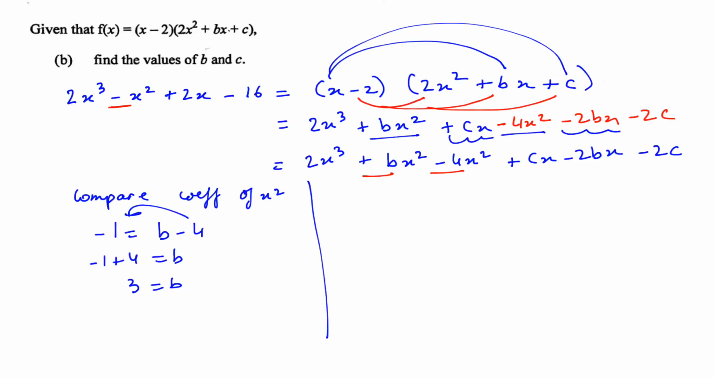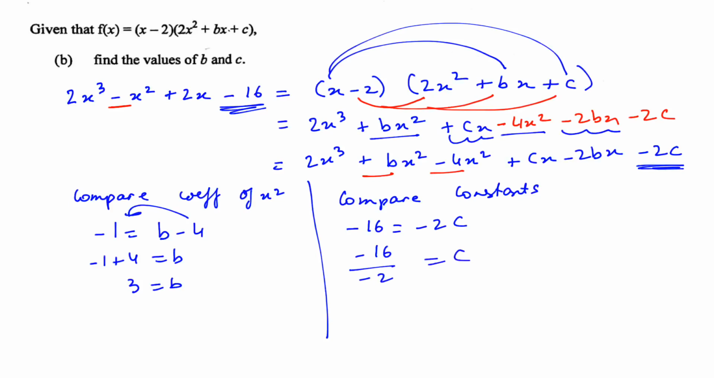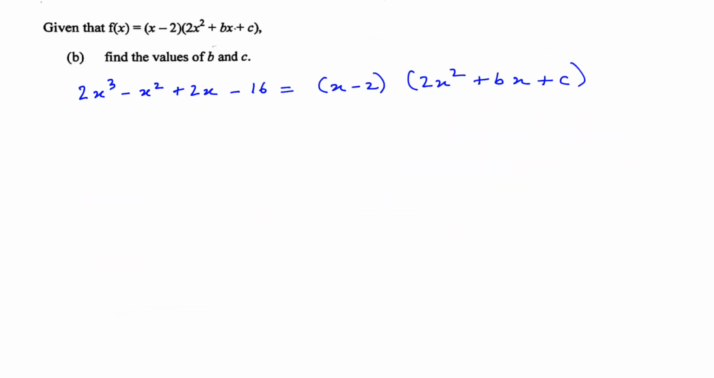Now you can see from here that your c is alone. It does not have any x. So we can compare constants. Constants are those numbers that are without x. And on the left side, we have negative 16 is equal to negative 2c. Negative 16 divided by negative 2 will give us 8 is equal to c. So your b is 3 and your c is 8.